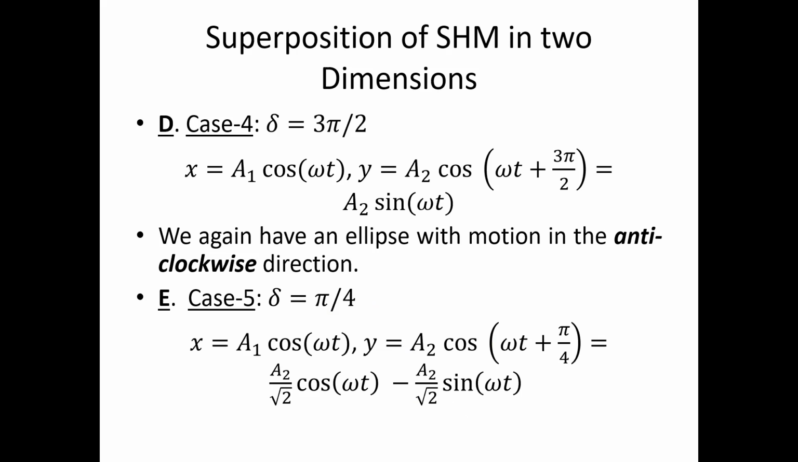Consider the fourth case, and actually the fifth case, where delta equals pi over 4. This is a very interesting case where we have a very simple path actually. So x equals a1 cos of omega t and y equals a2 cos of omega t plus pi by 4, which we can expand into a2 over root 2 cos of omega t minus a2 over root 2 sine of omega t.